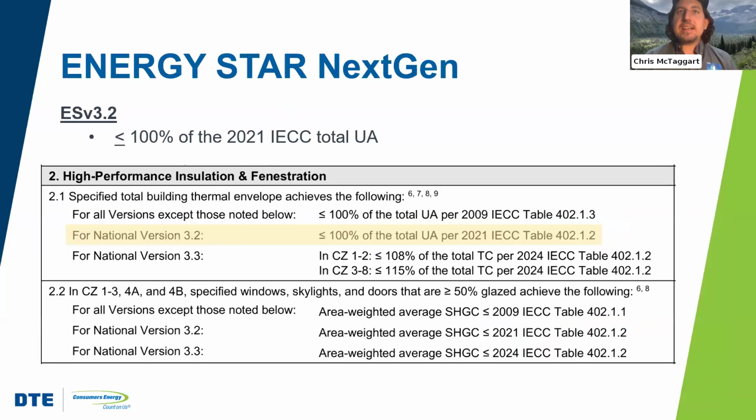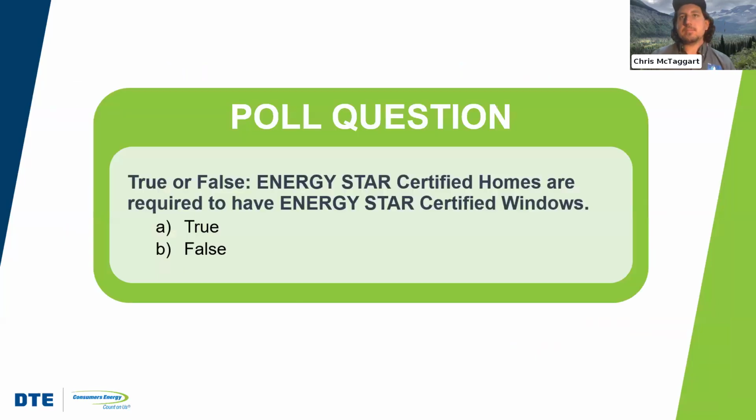If you get into Energy Star Next Gen, same thing, version 3.2 is basically what is required for the lay of the land. If we use version 3.3 of Energy Star, there is a little bit of a trade-off. We can be 115% of the total UA value of the 2024 IECC. Okay, true or false? I'm going to skip the poll here because we just don't have enough time for it. Energy Star windows are not required for Energy Star certified homes. So it is false that you have to have an Energy Star certified window in an Energy Star certified home.